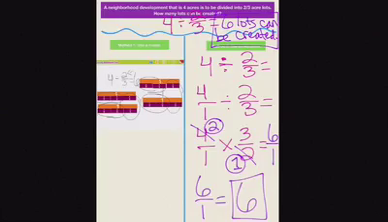Okay, so that concludes our notes on dividing whole numbers by fractions. Make sure you do the note check before moving on.